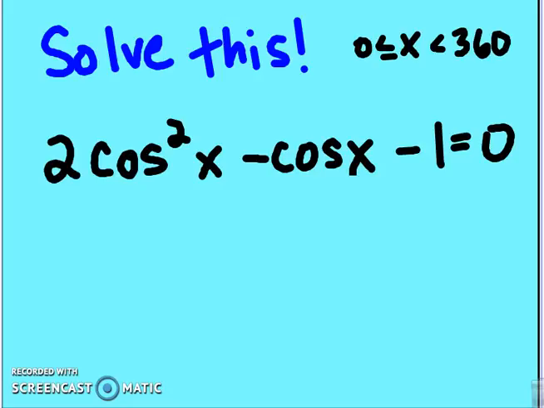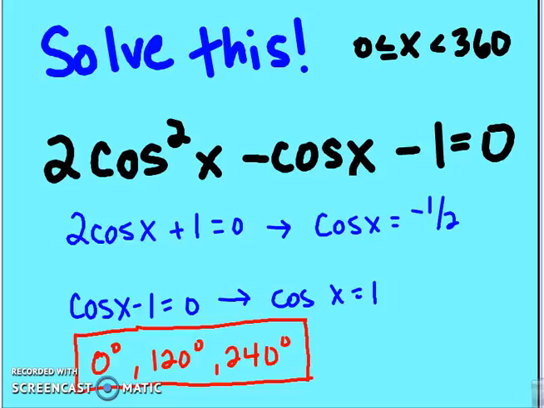I'll pause here. All right, you should get 2 cosine x plus 1 is equal to 0, and cosine x minus 1 is equal to 0, which leaves you with cosine x equal to negative 1/2. And cosine x is equal to negative 1/2 at 120 and 240. Also, cosine x is equal to 1 at 0 degrees.